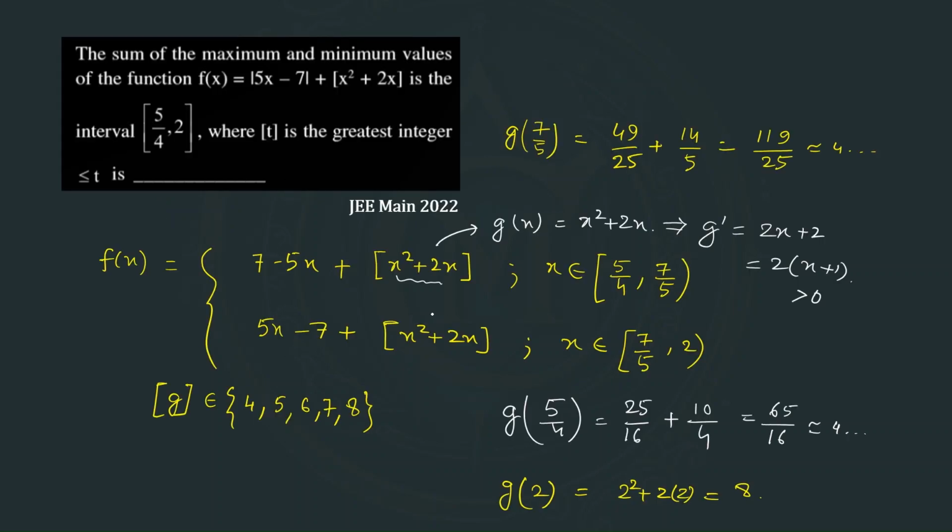So we can find the definition of f(x) like this: 7 minus 5x plus 4 when x belongs to 5/4 to 7/5. Then after 7/5, let's say till x equal to alpha, the value of g(x) is less than or equal to 5. And after x equal to alpha, the greatest integer of g(x) becomes 5. So g(x) is basically greater than or equal to 5.